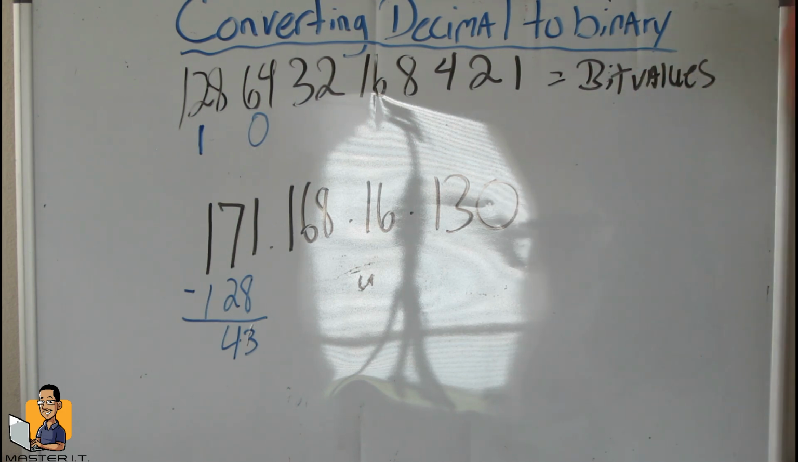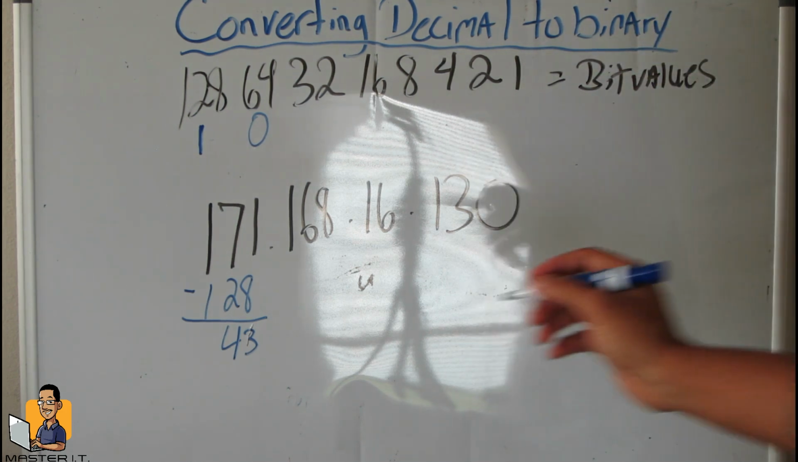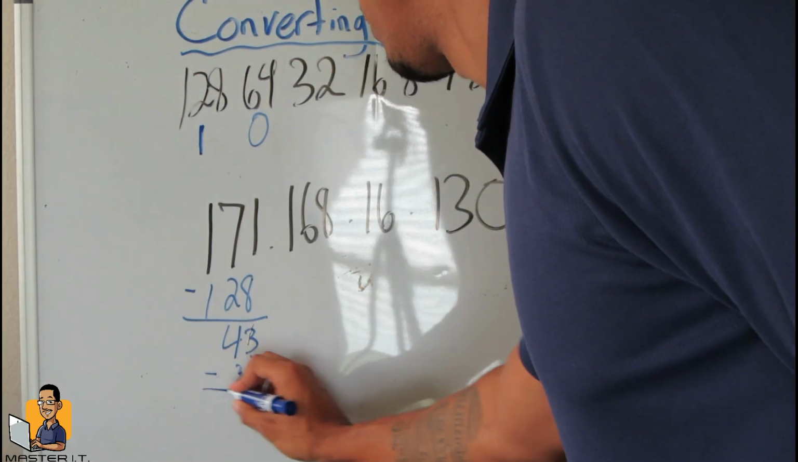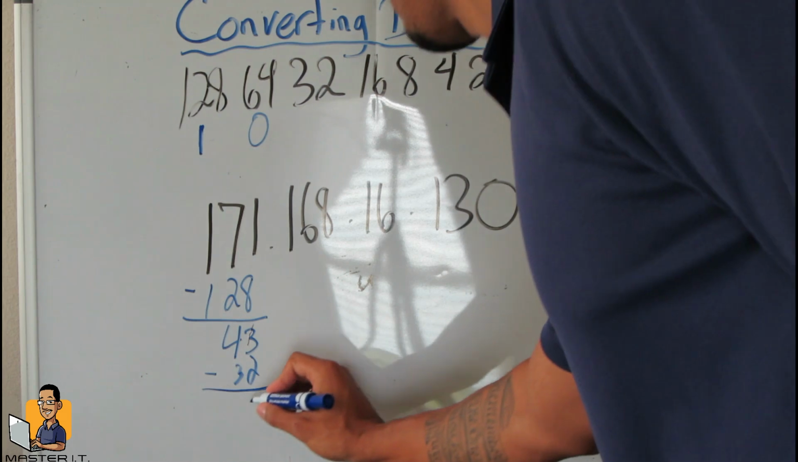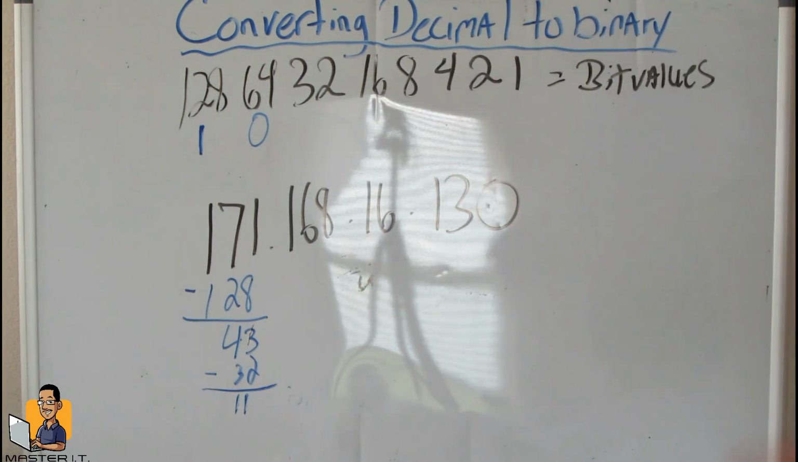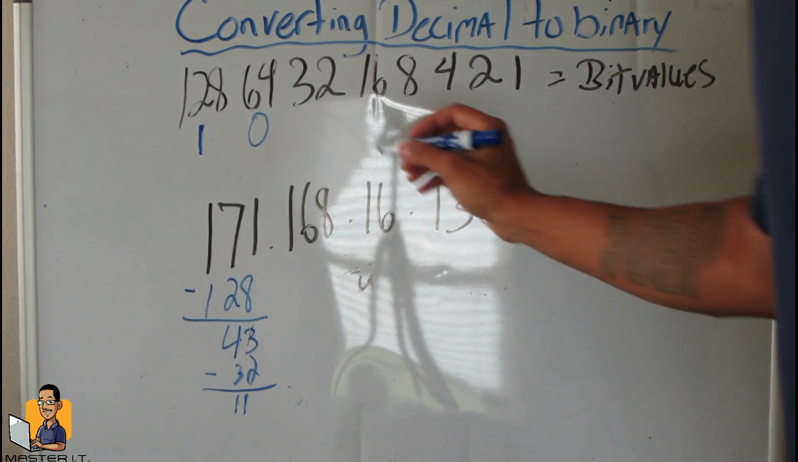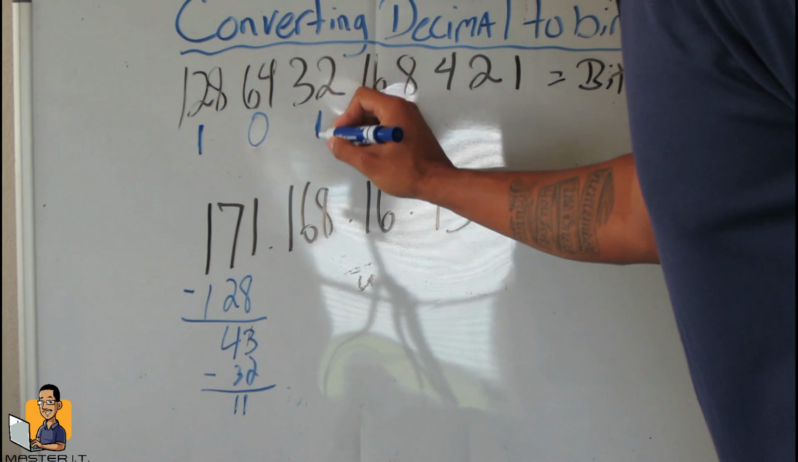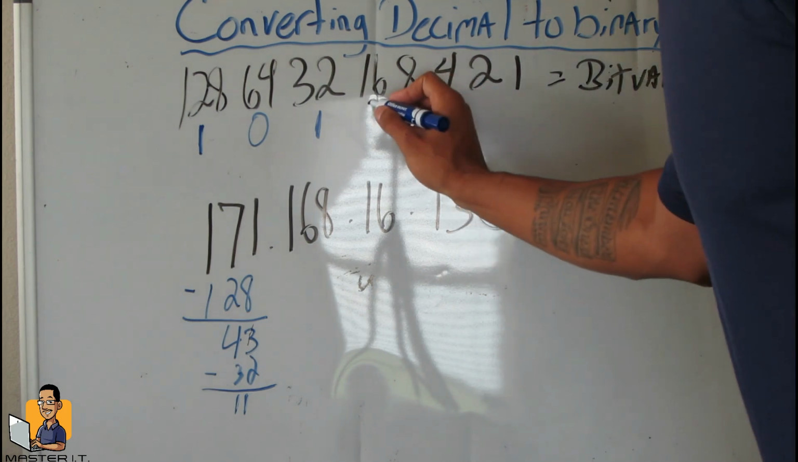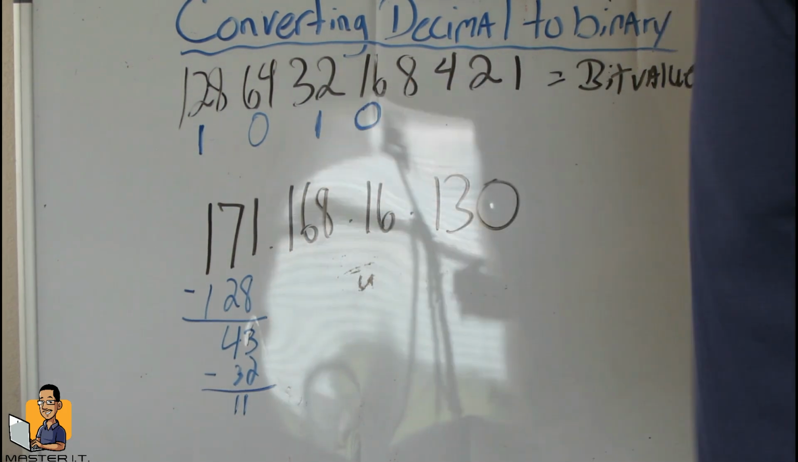Can 32 go into 43? Of course. So we subtract 32 from 43, and that would be 11. So the 32 bit is turned on or off? Perfect. It's turned on. Is 16 higher or lower than 11? It's higher. Perfect. So we're going to signify that with a 0.